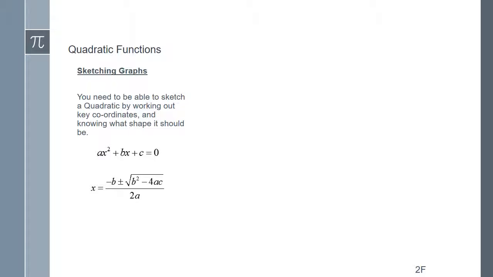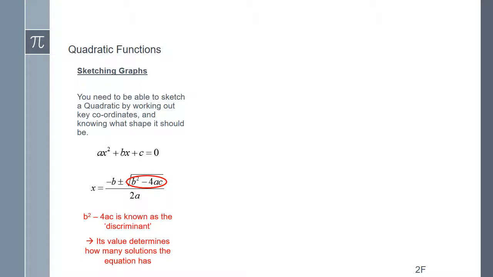That's the common formula for solving a quadratic, and that part there, b squared minus 4ac, the part inside the square root sign, that's known as the discriminant. And b squared minus 4ac, or the discriminant, tells us an awful lot about what the quadratic is going to look like, so we can sketch it easily. Its value determines how many solutions the equation has.